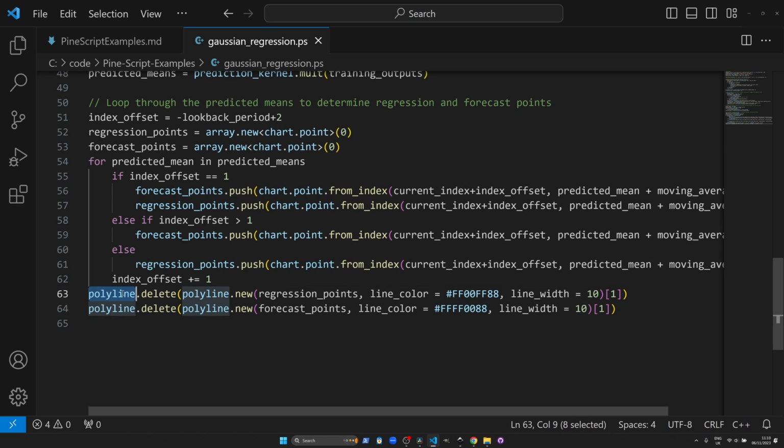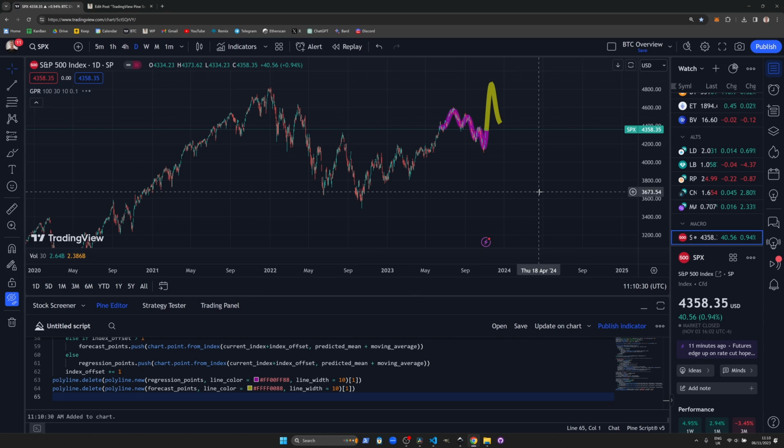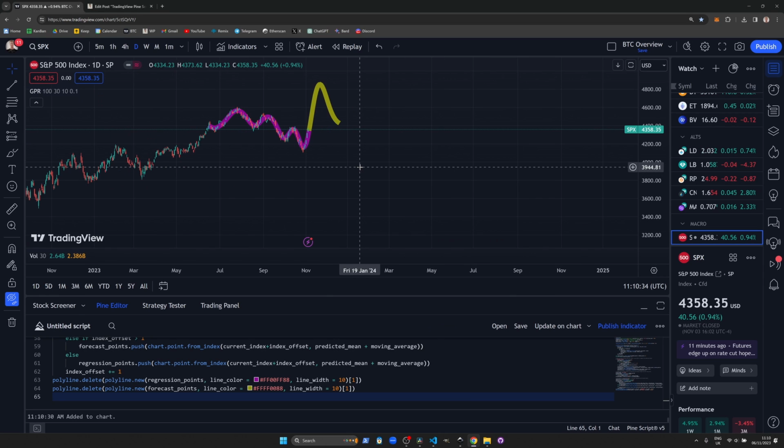The regression points map to the historical data in pink, while the forecast points sketch out the yellow path of future predictions. While GPR isn't a crystal ball, it's a powerful tool in quantitative trading, offering a statistical lens to view past price behavior and project future trends. Check out this video of the model being applied to the Bitcoin 1 minute chart.